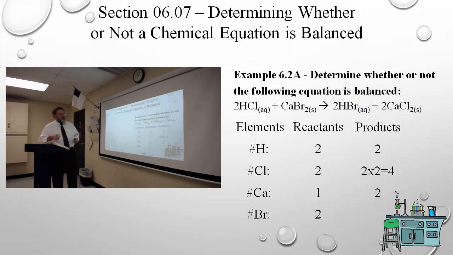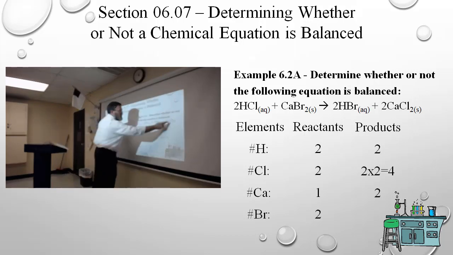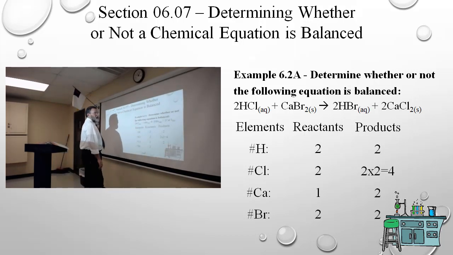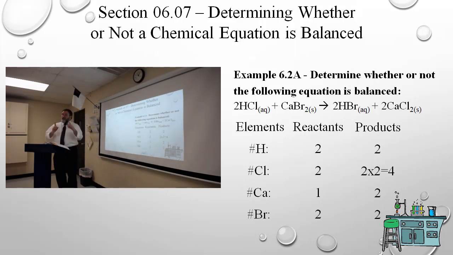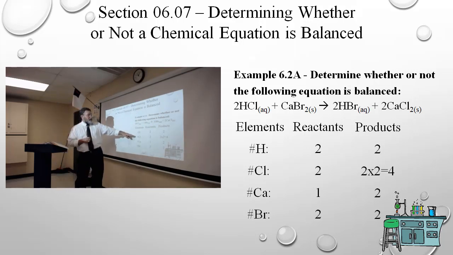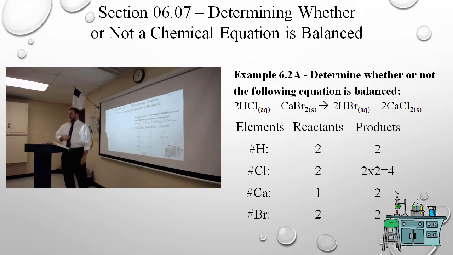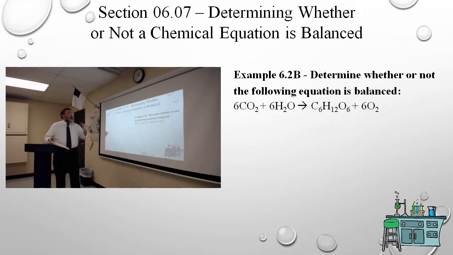But as we go on, calcium, we've got 2 sets of 1 over here. And bromine, we've got 2 sets of 1 here. Where is it unbalanced? It's unbalanced with respect to chlorine, and it's unbalanced with respect to calcium. It's balanced with respect to hydrogen and bromine. But it's not balanced with respect to chlorine and calcium. And if anything is unbalanced, it's all unbalanced. So is this reaction balanced? No, it's not balanced. Determine whether or not this one is balanced.